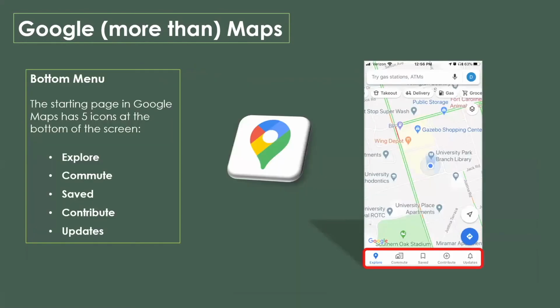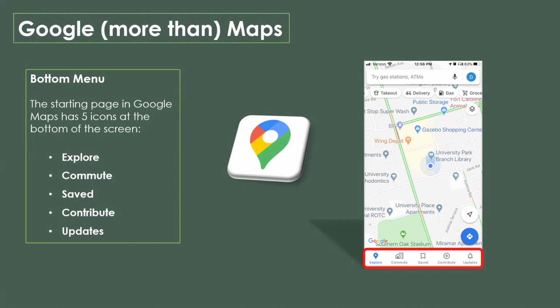All right, so we're back on the first screen of opening the Google Maps, and at the very bottom, you're going to see 5 items: explore, commute, saved, contribute, and updates. Okay, explore lets you see more of what's around you. So if you have touched the little icon for Google Maps to find you, and now you want to see what's around you, you touch explore, and it's going to let you see some information.